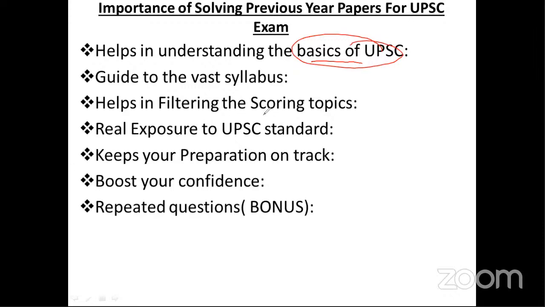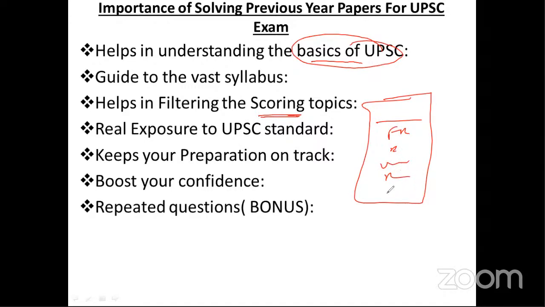It helps in filtering the scoring topics. For example, polity: no need to read the entire polity. As I mentioned, fundamental rights, DPSP, union government, parliament, judiciary, local government, these are some important topics. If you cover these topics very well, you can easily score good marks.